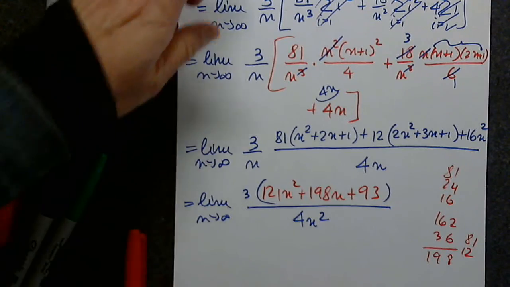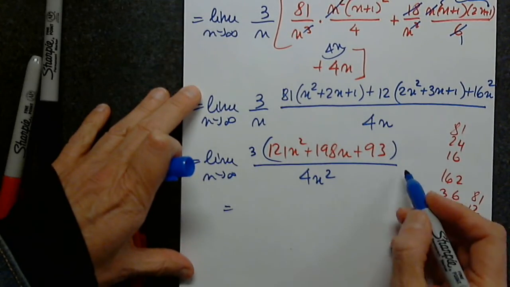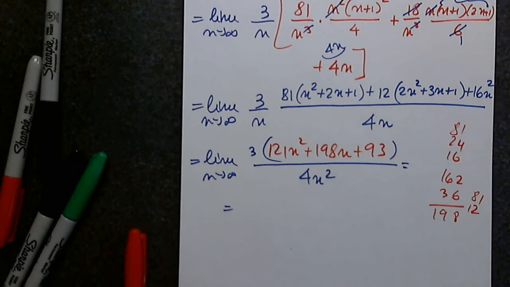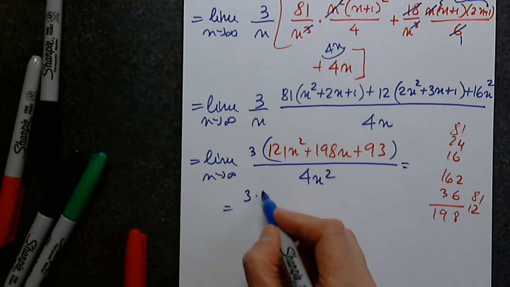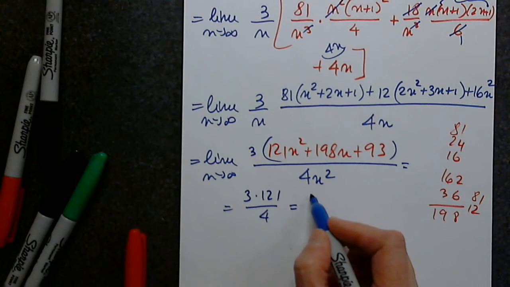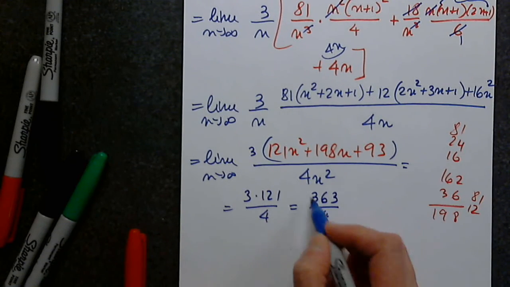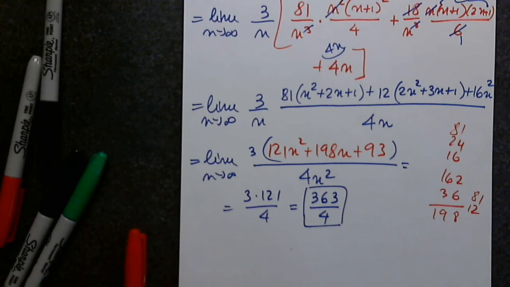And I know the answer. I hope you don't need to use L'Hopital's rule, but go ahead, it's fine. Nothing wrong with it. So what would be the answer? Exactly. 3 times 121 over 4, which would be 363 over 4. Guaranteed to be the exact area under the graph.